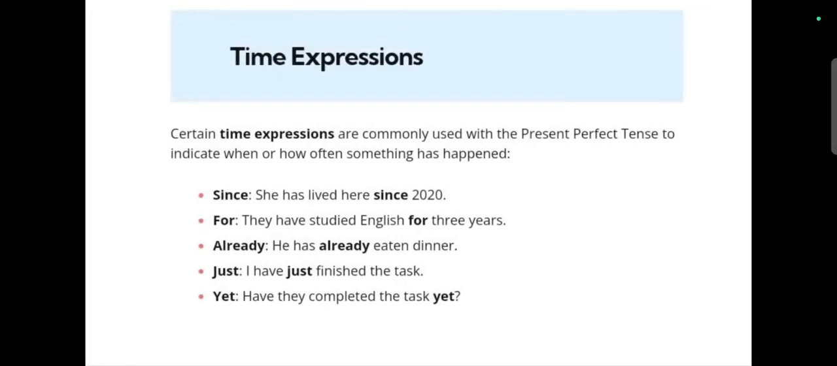And let's move to the next. This is time expressions. It is also a necessary part of this tense. Certain time expressions are commonly used with the present perfect tense to indicate when or how often something has happened.